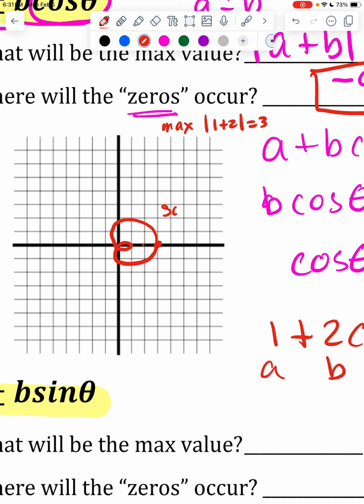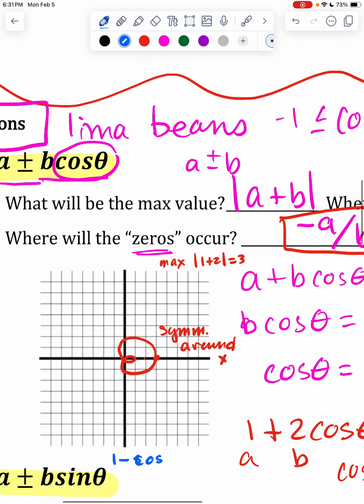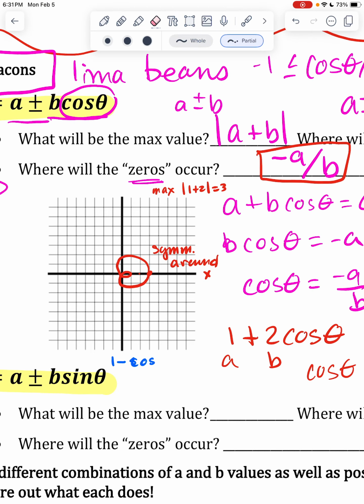It is still symmetric around the x-axis as a cosine problem, which is helpful. And it's still pointing off to the right. Try 1 minus 2 cosine. I'm going to do the opposite. Sorry, all we're changing is that negative.